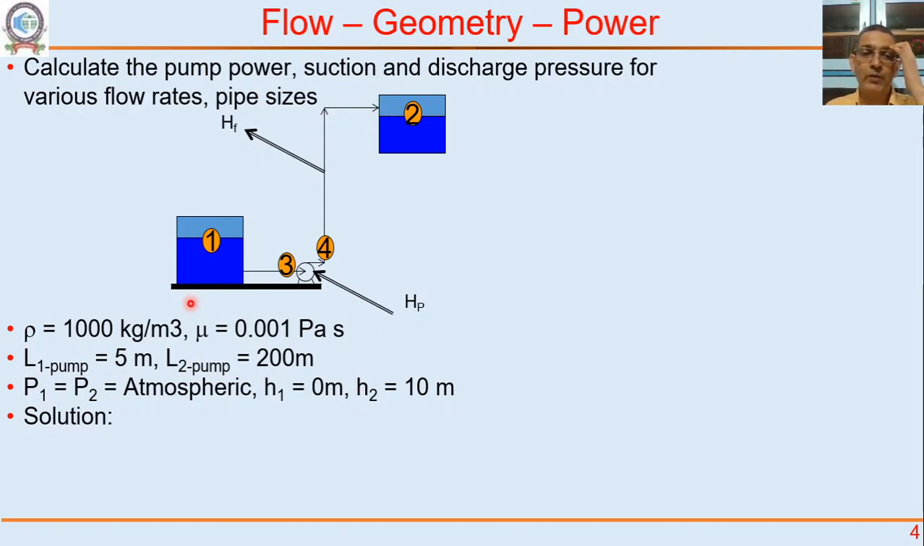What I would like you to do is calculate the pump power, suction and discharge pressure for various flow rates and pipe size. We have done this for 25 meter cube per hour. Let's say we want to vary the flow rate and find what happens to HP and to suction and discharge pressure when we change the flow rate. So take flow rate 5 meter cube per hour, 10, 15, 20, 25, 30, and 40 meter cube per hour, and do the calculations for a given pipe size. So pipe size you can take 2 inch, schedule 40.